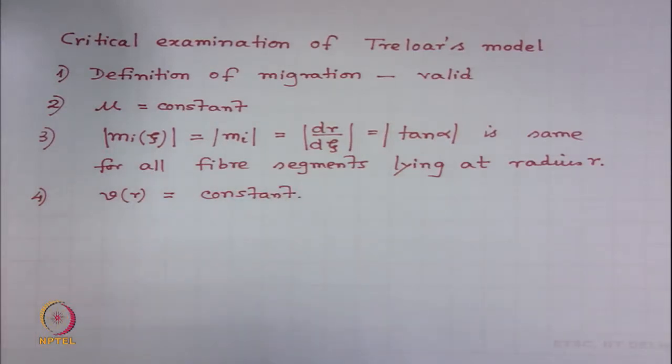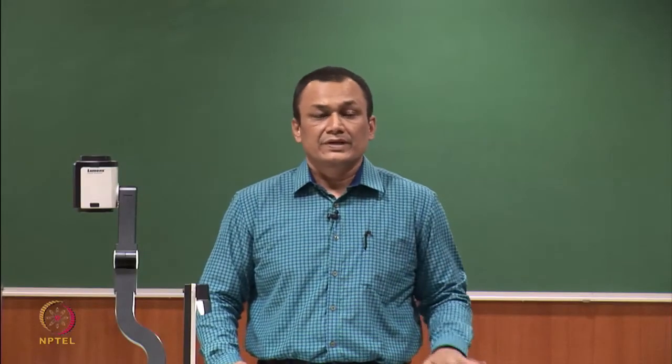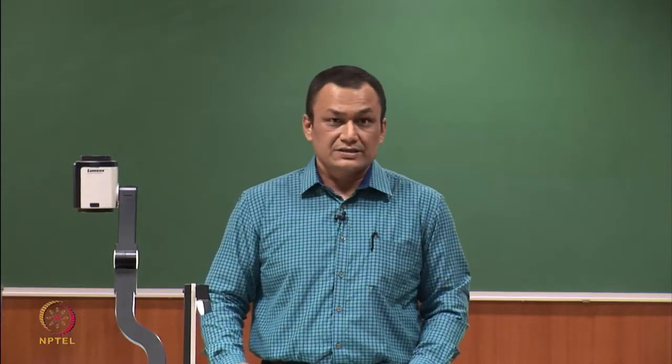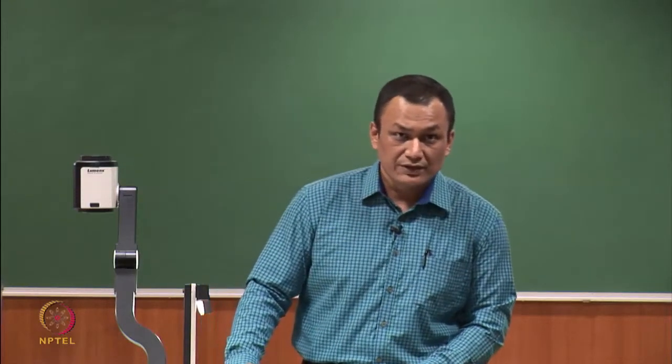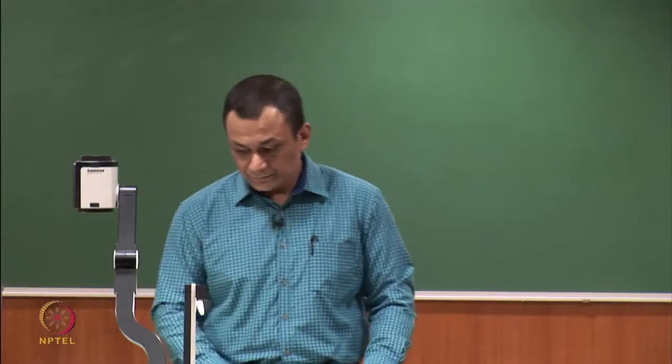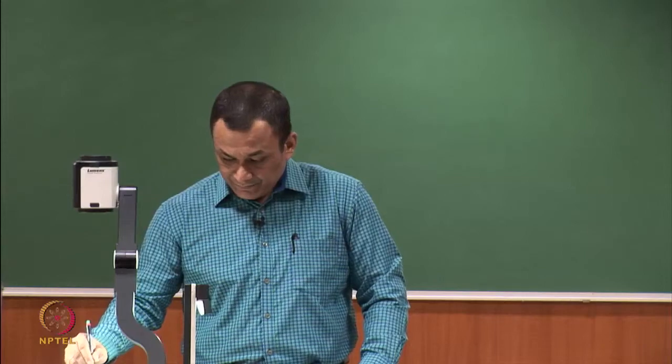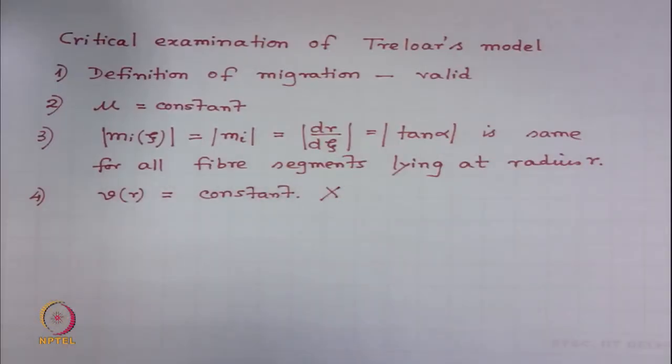The fourth assumption was that nu r is constant. Nu r, if you remember, is the number of fiber segments intersecting a cylinder at radius r per fiber per unit length of yarn. This assumption is probably not correct. Why do we feel so?